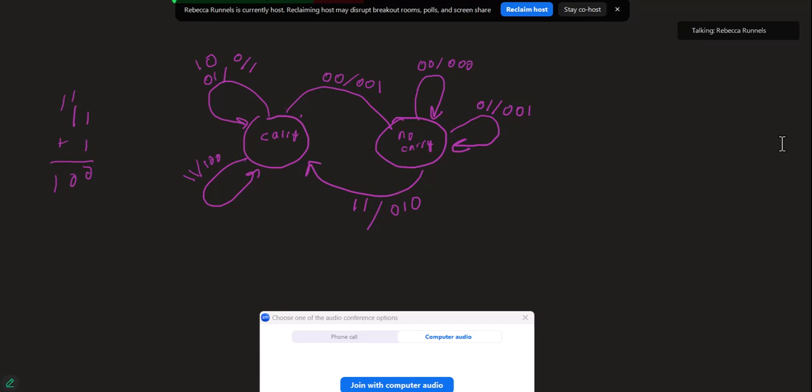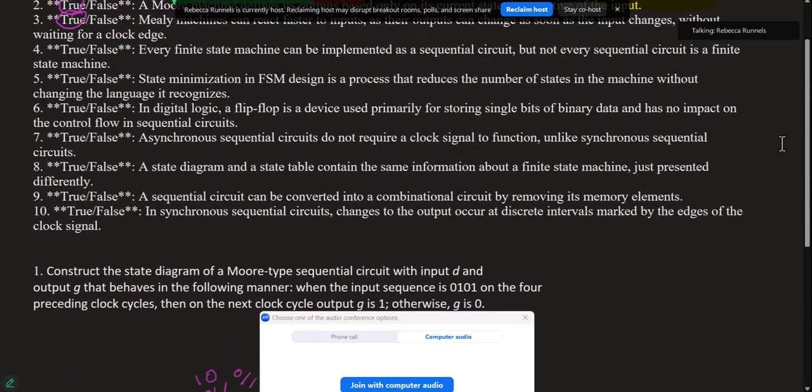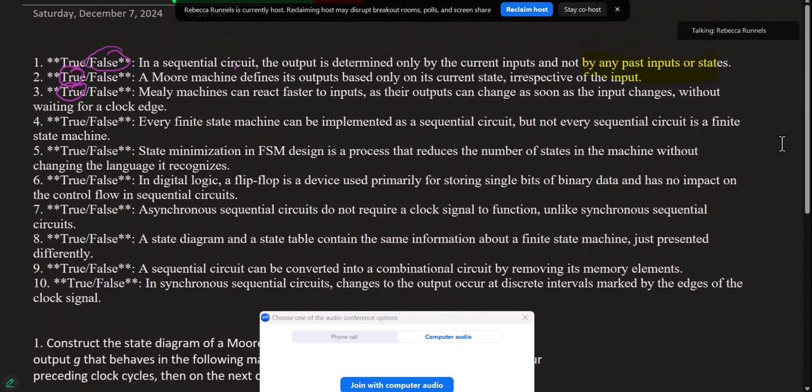So a finite state machine is a type of sequential circuit. So the answer is true because you've learned how to turn finite state machines into circuits. How do you do that? And how do you figure out what gates to use? And how do you get the expressions?